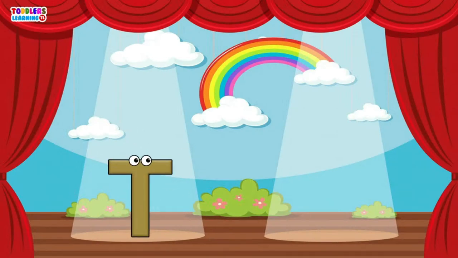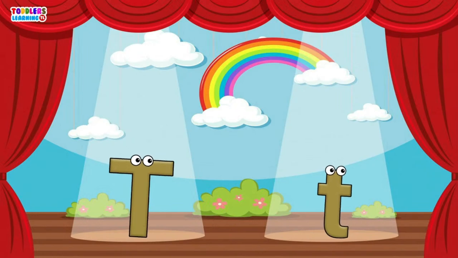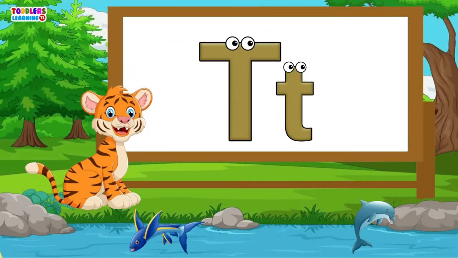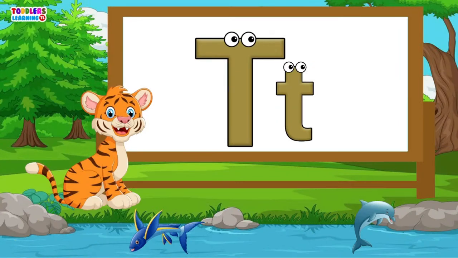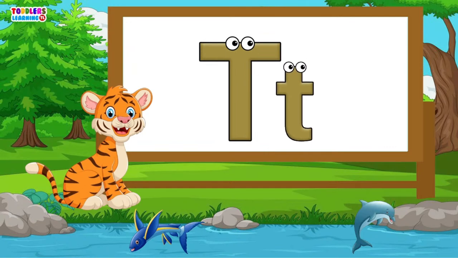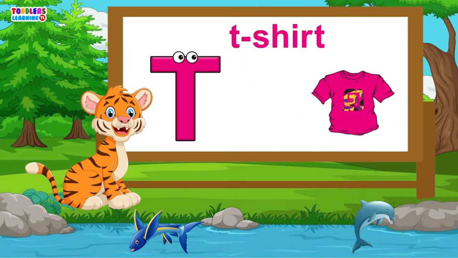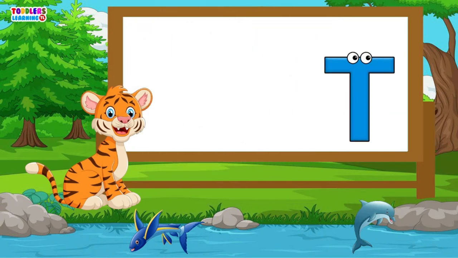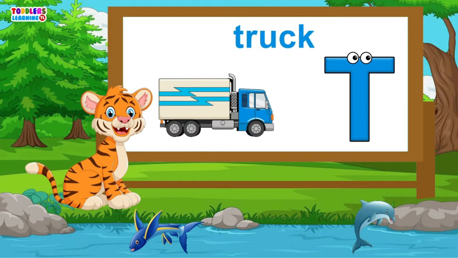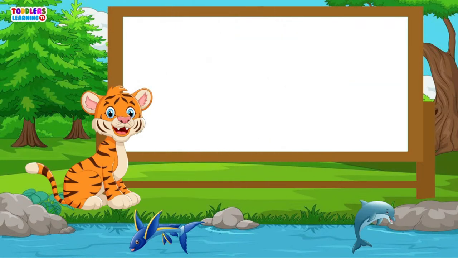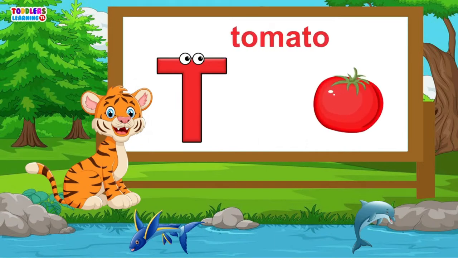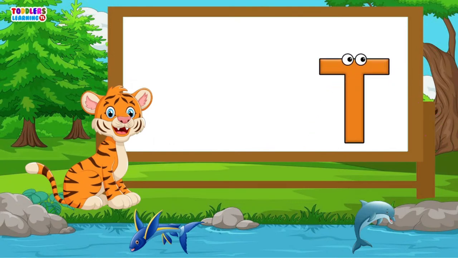This one is uppercase T. This one is lowercase T. Today we will learn different words that start with letter T. T. The sound of T is T. T for T-shirt. T for truck. T for tomato. T for two.